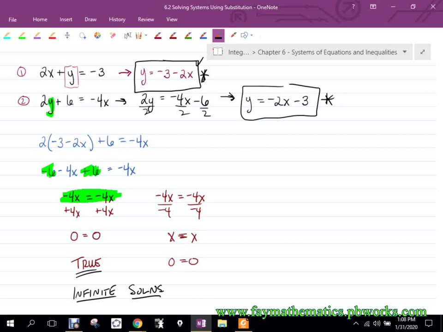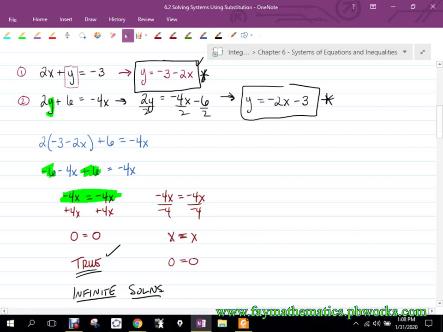Okay? So what we need to realize then is that the identifier to tell us that the lines are identical, that they do indeed coincide, is that we're looking for that true statement. Okay? 0 equals 0. At some point you might get like 3 equals 3 or 15 equals 15. It's just a number equal to a number. Does that make sense? So that means we have infinite solutions.